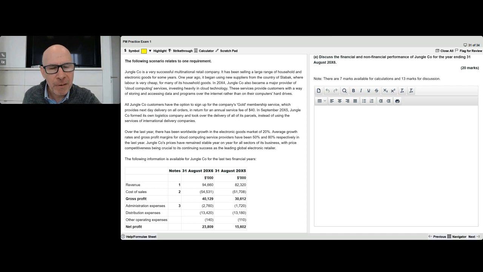Look at this. There are 7 marks for calculations, but they give you the word processor. 13 for discussion. What you need to do with this classic requirement, guys, what are we discussing? Financial and non-financial performance. 20 marks. That's the full 34 minutes. Okay?